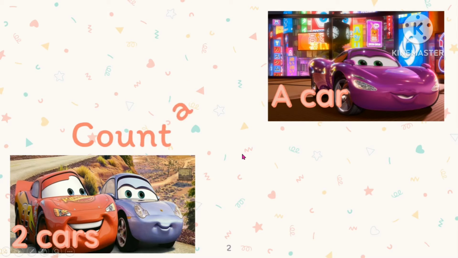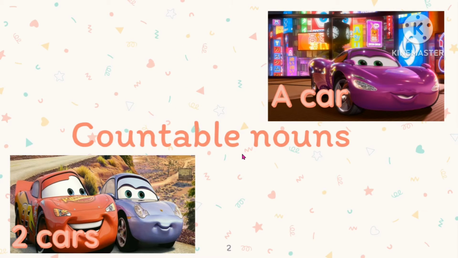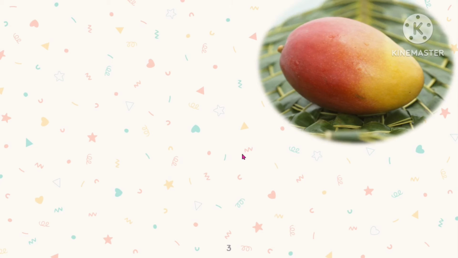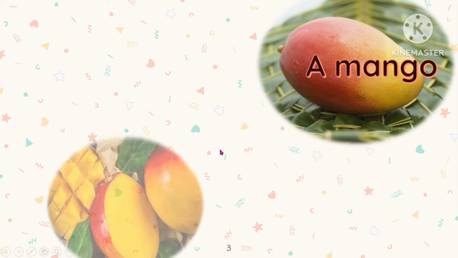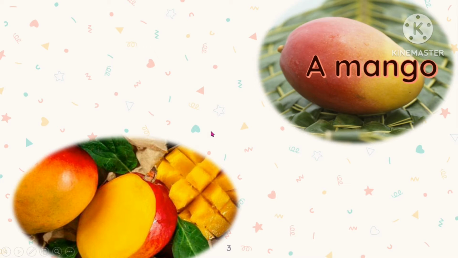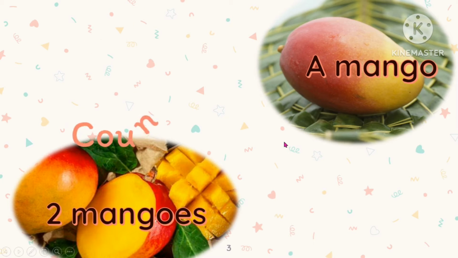Another example. What do we have here in this picture? Yes, I can hear someone saying, a mango. A mango. Do we have a plural form from the word mango? Yes, of course. The plural form of mango is mangoes. Here in this picture, you have two mangoes. So this is also a countable noun.